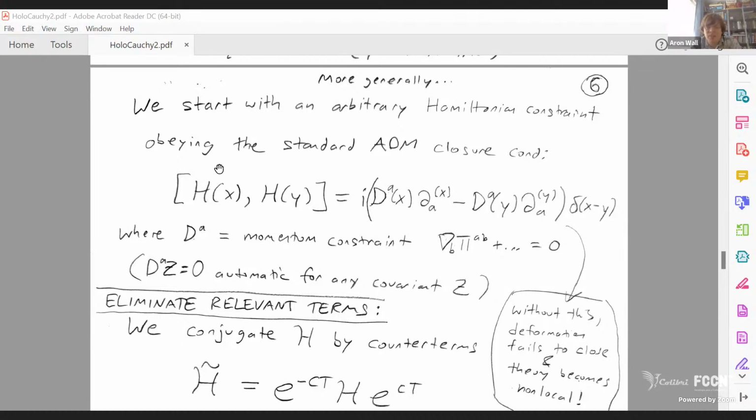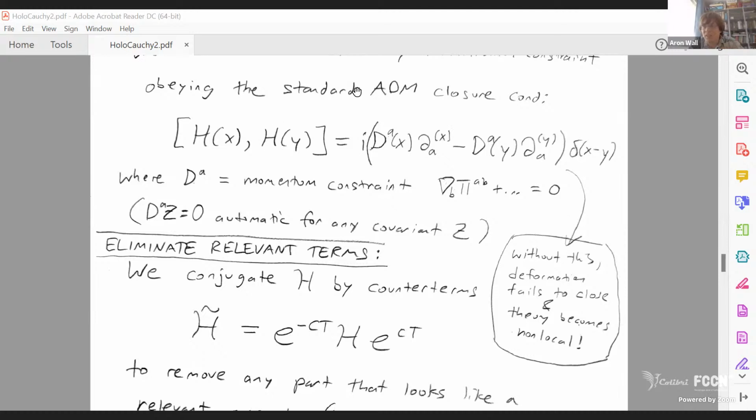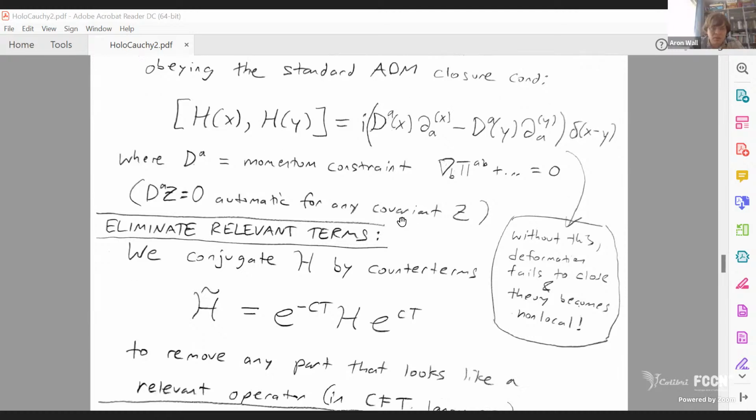So that's just the commutator of two Hamiltonian densities with itself gets you this term that involves a derivative and the spatial diff constraint, which vanishes. It basically expresses the conservation of the stress tensor. So closure is something we usually demand in GR, in the Hamiltonian formulation. And we're assuming that it closes with the usual ADM algebra.